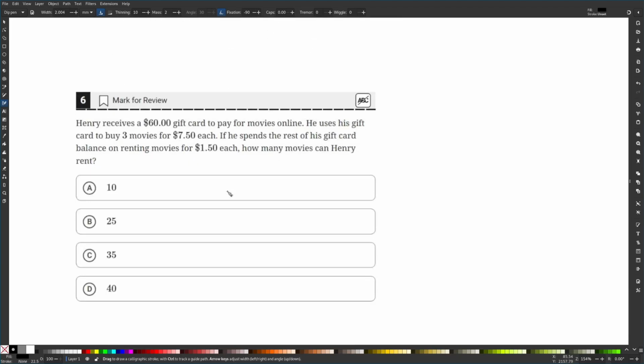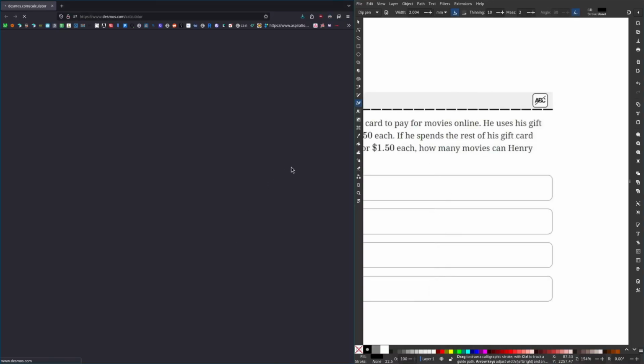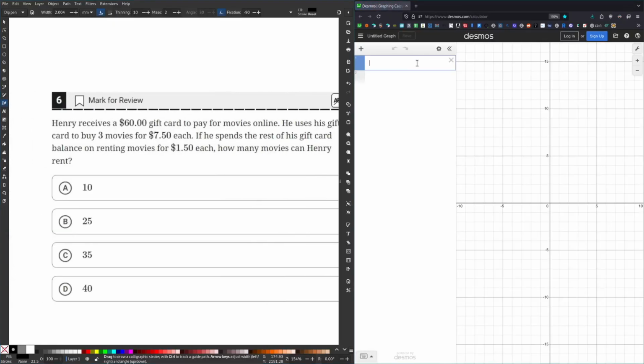Henry receives a $60 gift card to pay for movies online. He has used his gift card to buy 3 movies for $7.50 each. If he spends the rest of his gift card balance on renting movies for $1.50 each, how many movies can Henry rent? Okay, so let's find what his new balance is first. Use decimals for this one for quick calculations.